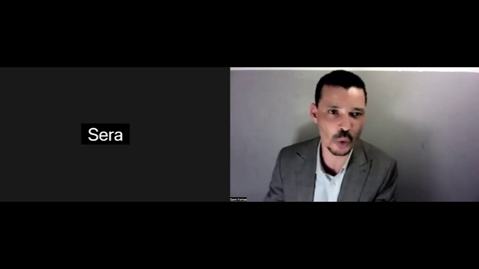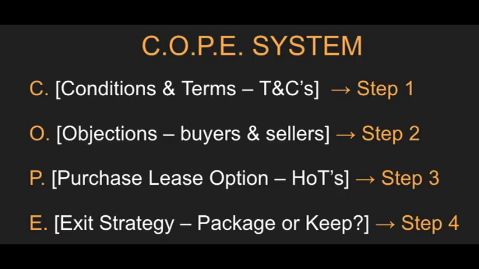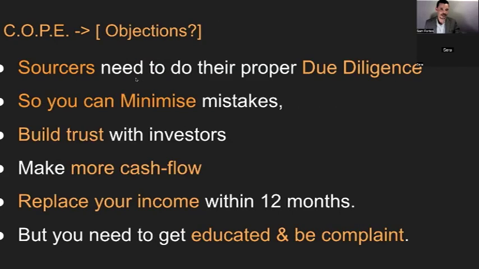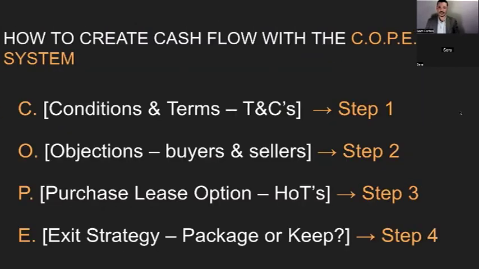I talked about the C.O.P.E. method. I want you to retain this in your mind, because I can give you all the information, but it's very important that you can remember this C.O.P.E.: terms and conditions, objections, purchase lease option, and exit. That's the main thing. If you want to generate cash flow within 12 months and replace your income, this is one of the strategies I use. I always need to make sure I have the terms and conditions. Always, I need to have the template. Yes, I can give you the template.